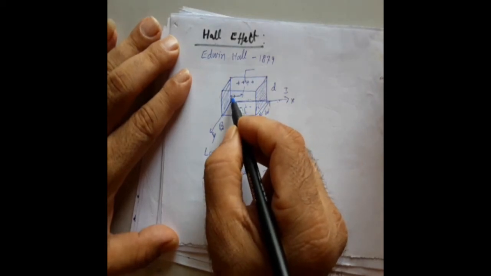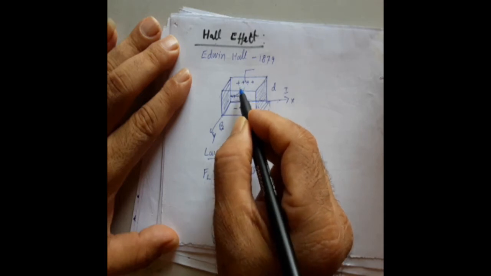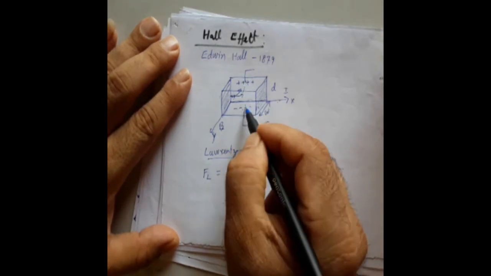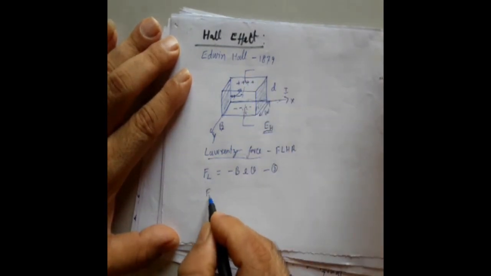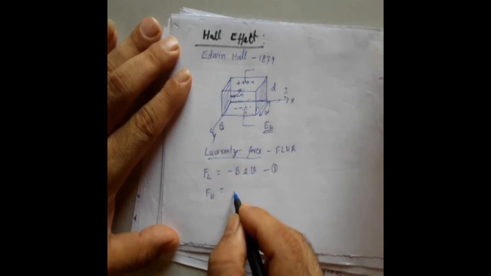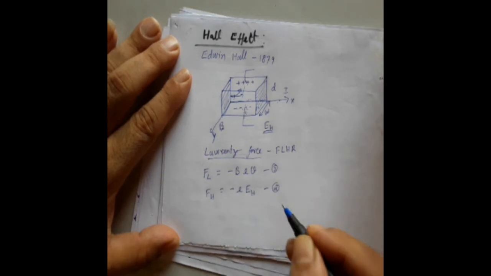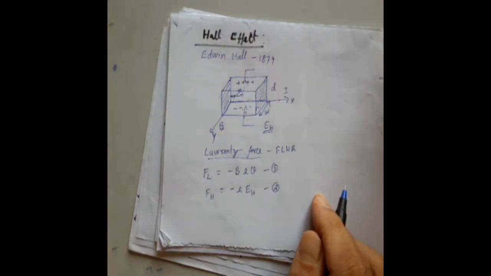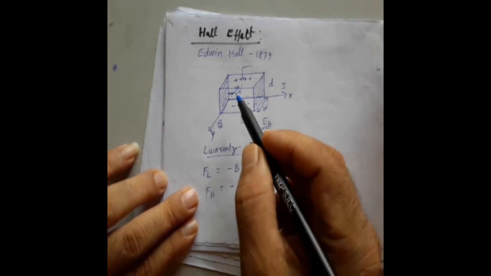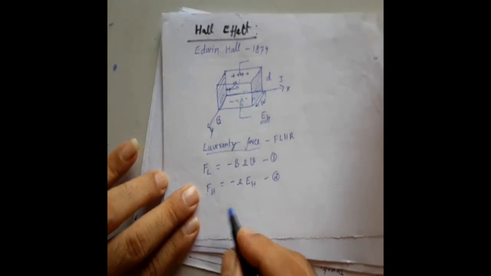Now, as the next charges come and try to accumulate on the upper side, these positive charges will oppose the incoming positive charges. However, there is one more force created between them, which is the Hall force, or force due to the Hall field, given by the equation -e times E_H. This phenomenon continues till this force and the other force become equal.